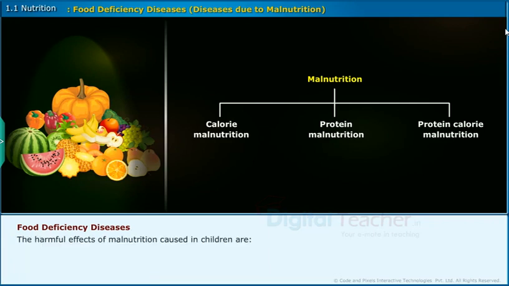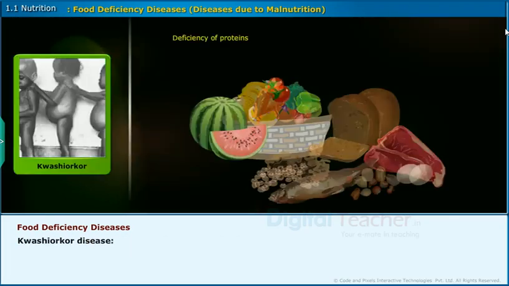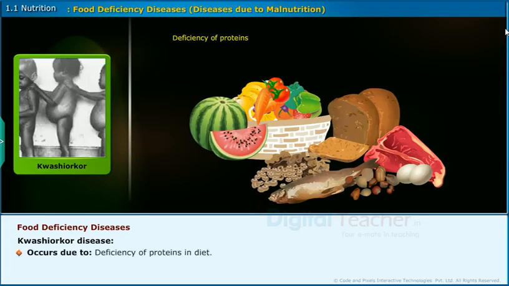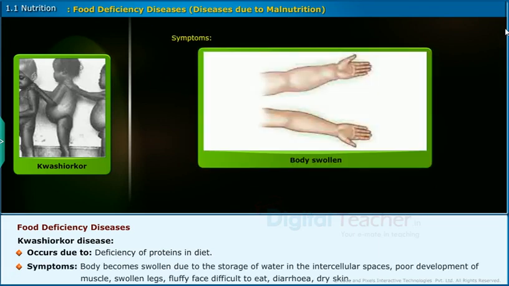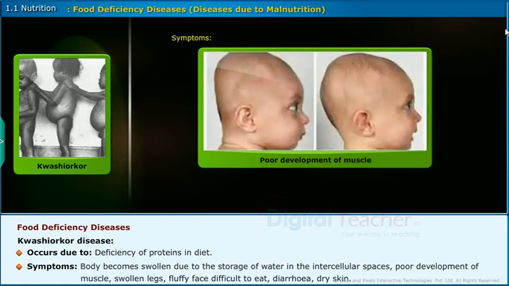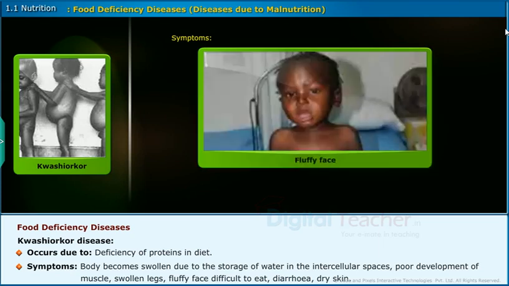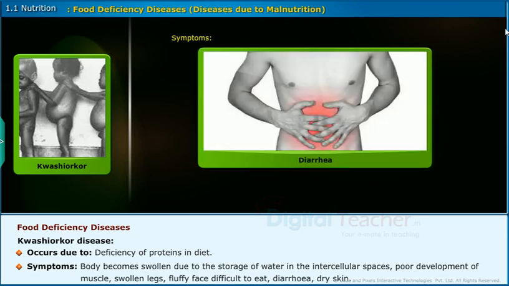The harmful effects of malnutrition caused in children are kwashiorkor disease, which occurs due to deficiency of proteins in diet. Symptoms: body becomes swollen due to the shortage of water in the intercellular spaces, poor development of muscle, swollen legs, fluffy face, difficult to eat, diarrhea, dry skin.